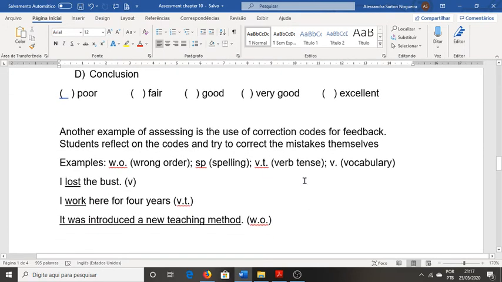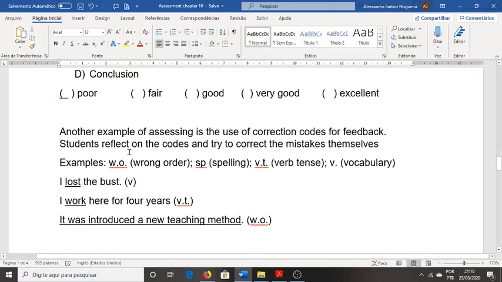Another example of assessing is the use of correction codes for feedback. I used to use that when I used to teach the English language, but I haven't taught English. I've been teaching some other courses, so I'm not using correction codes for TCC, for senior paper. I don't do that because we need to save some time. But for English language, then correction codes, I think it's a great idea.